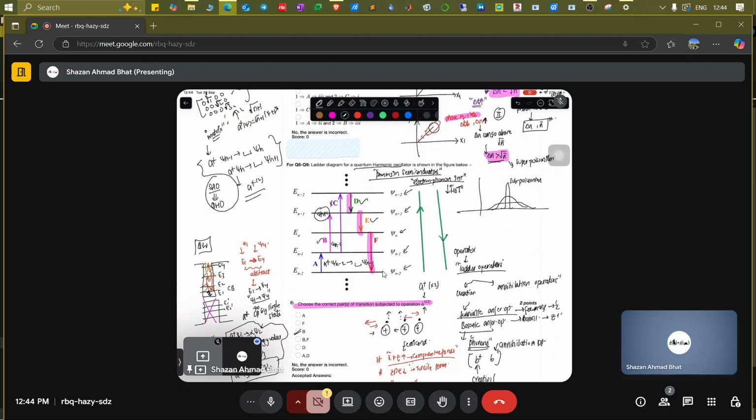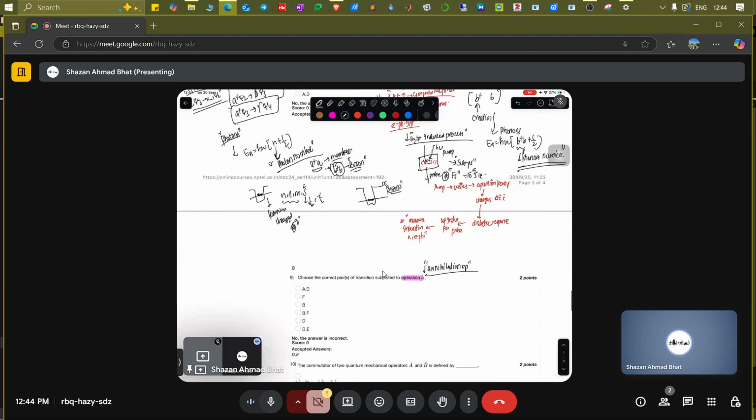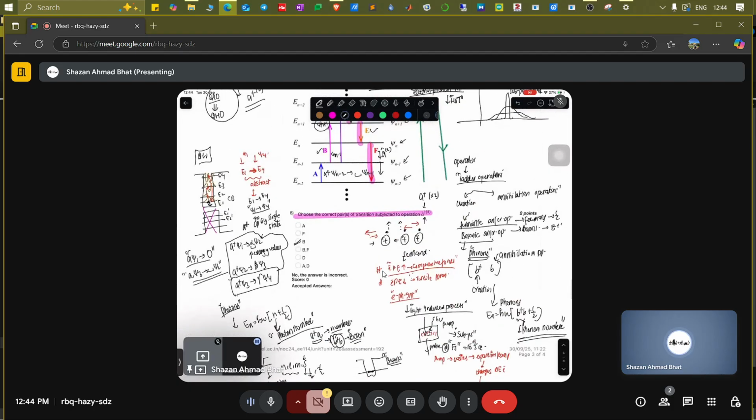For F, basically it goes here, then it goes back to here. So for F, it is basically A applied two times. That means it's subjected to A hat, because it's an operator, two times. That means the annihilation operator two times.